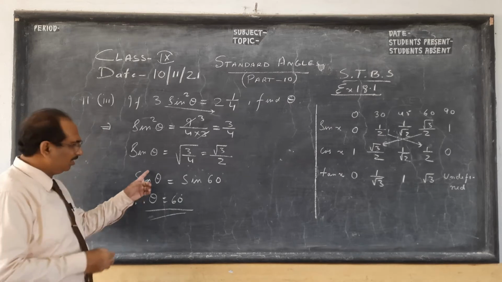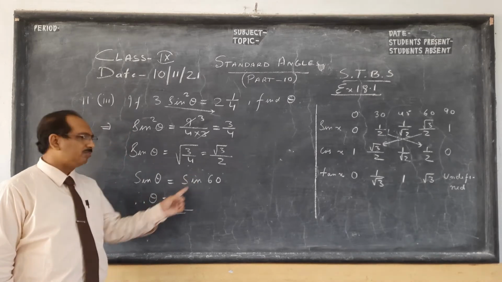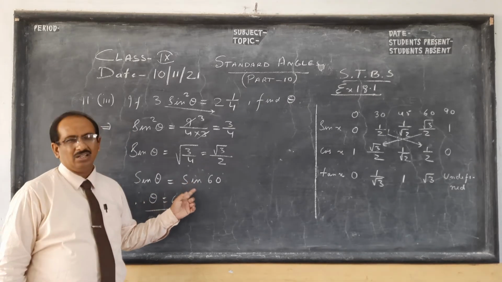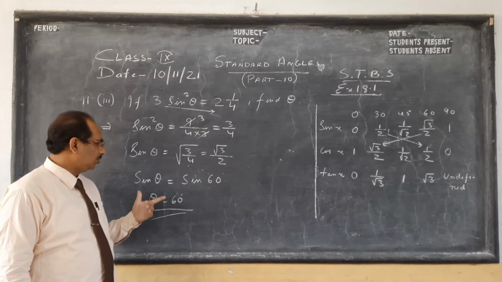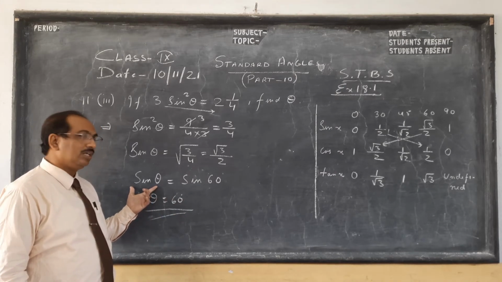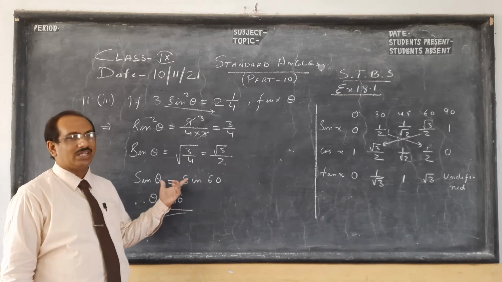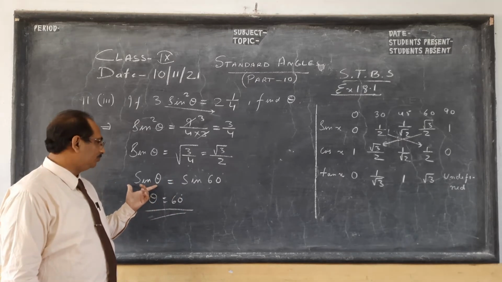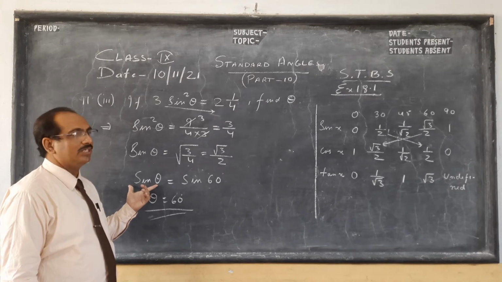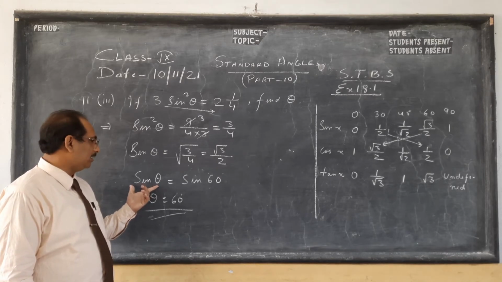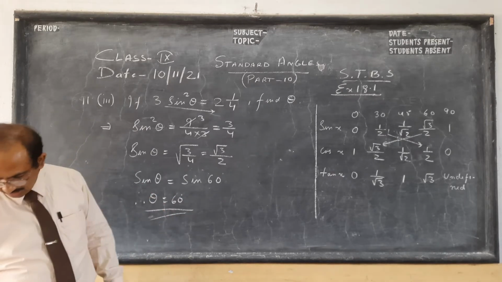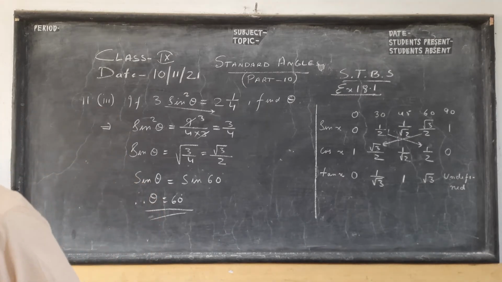Don't cancel, it does not look nice. Some teachers cancel sine, but say omit sine. There is something called the inverse trigonometric function, in class 11 and 12. I am not going into that now, but there you will understand how we can omit. So sine theta is sine 60, theta is 60 degrees. So kindly pause the video and copy. Then I will move on to the next sum.